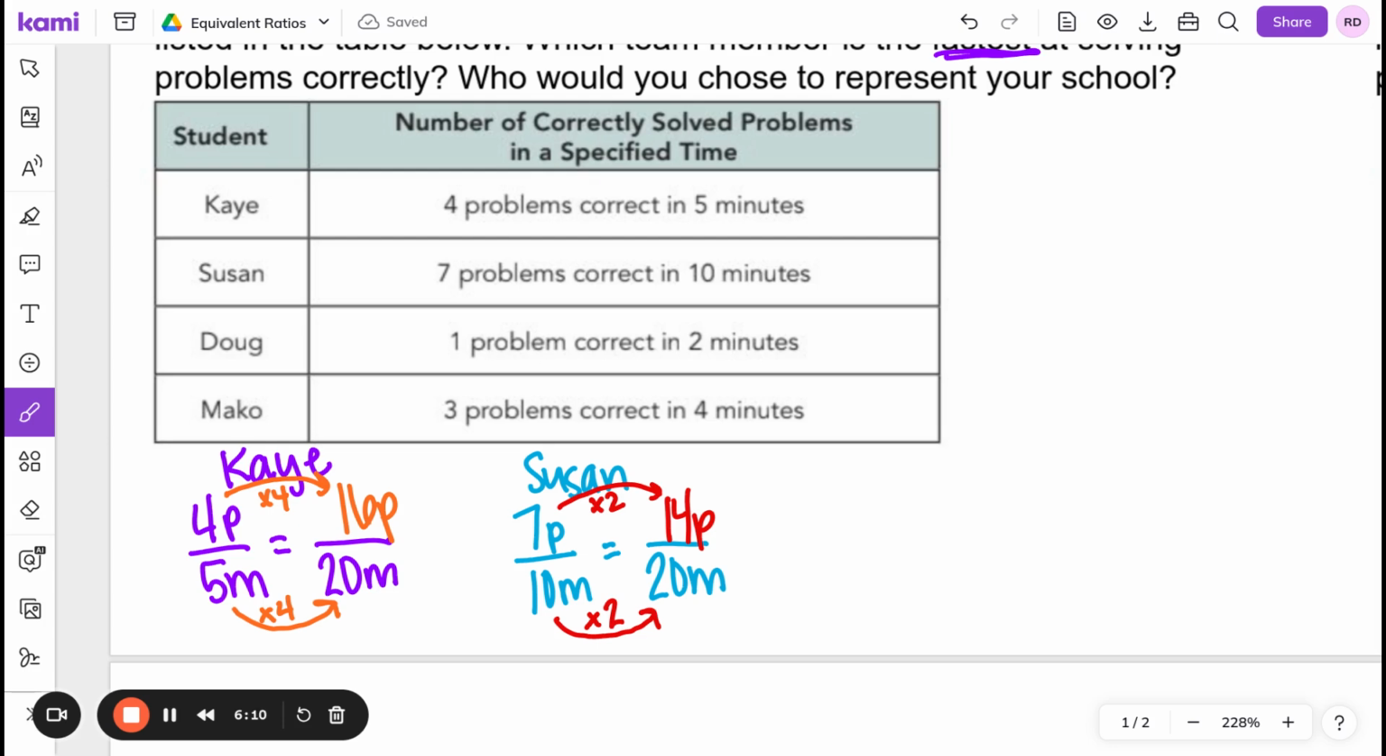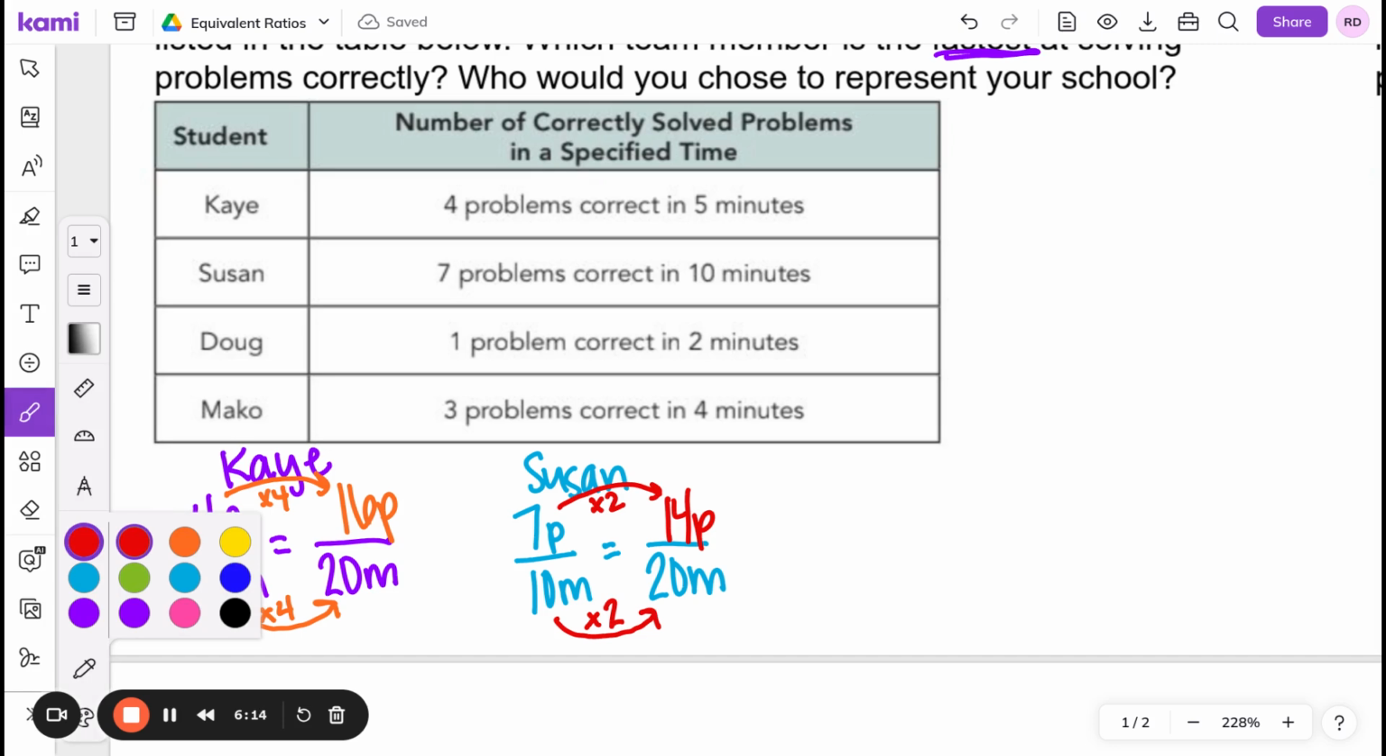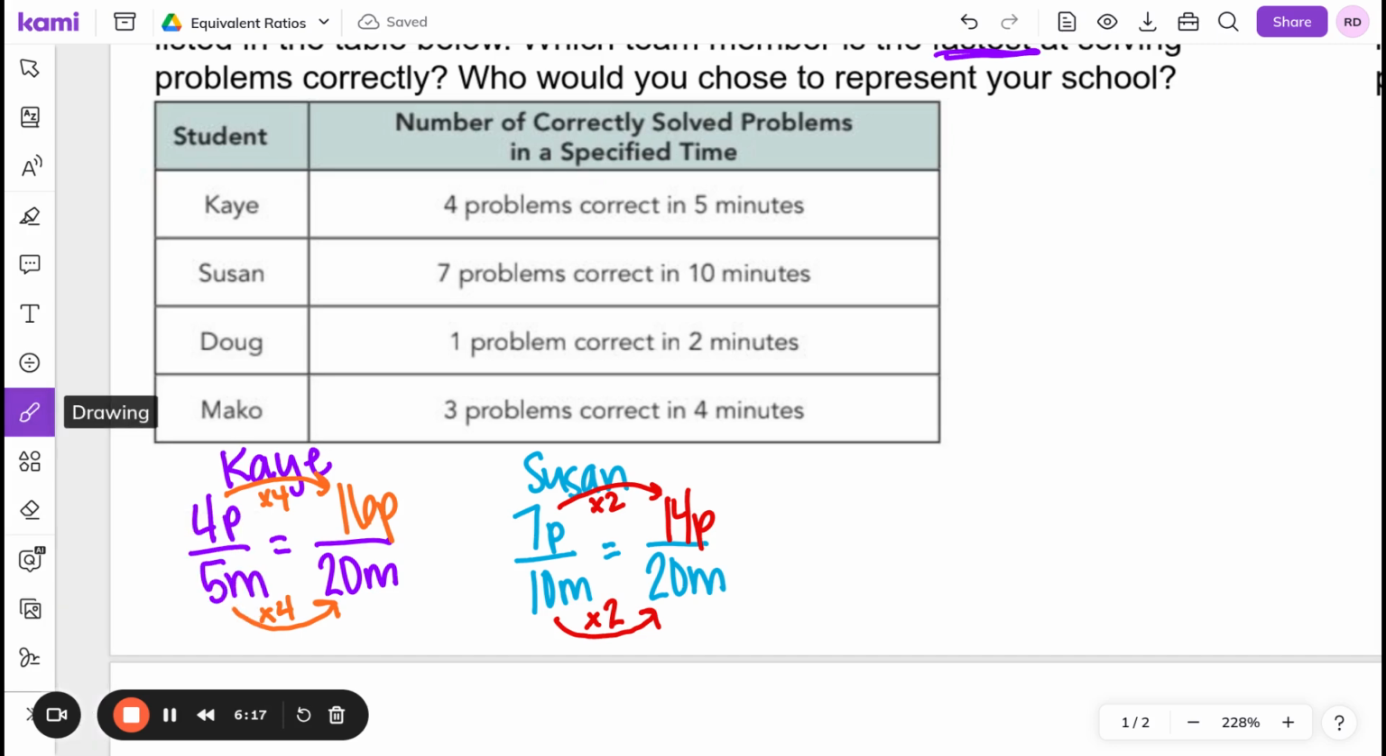So right now you have Kay at 16 and Susan at 14. So the faster person right now is Kay because she has more problems correct than Susan. Up next is Doug. Doug's starting ratio is 1 problem in 2 minutes. The competition is 20 minutes.